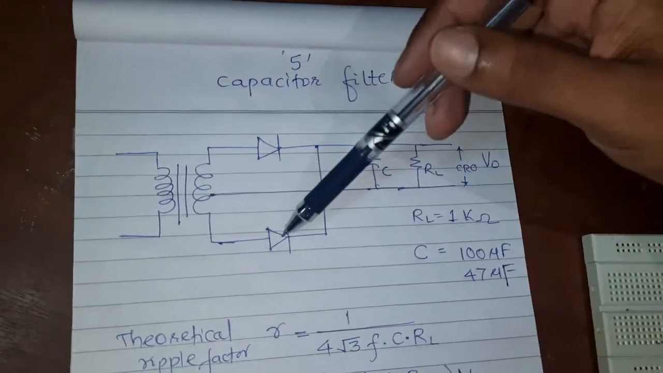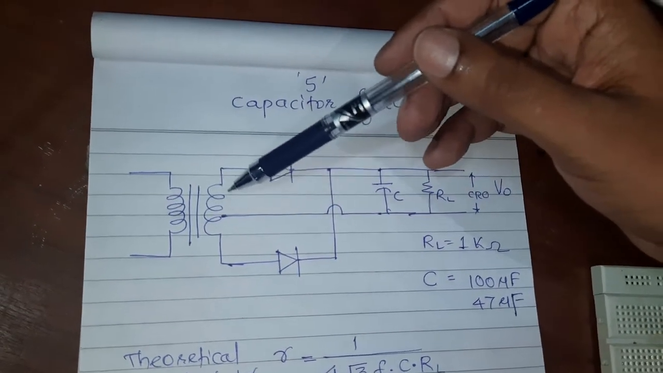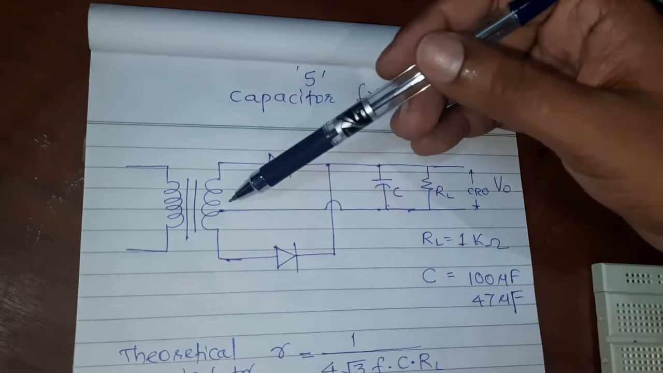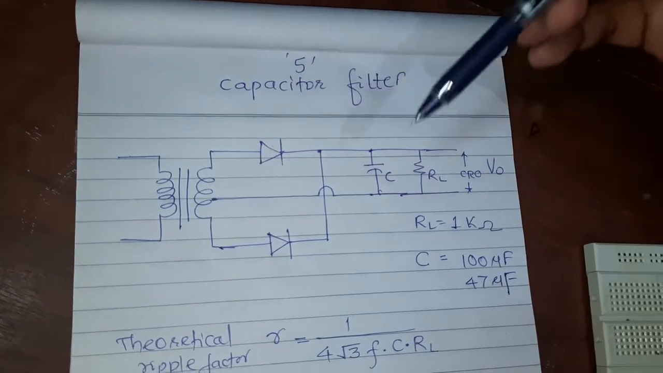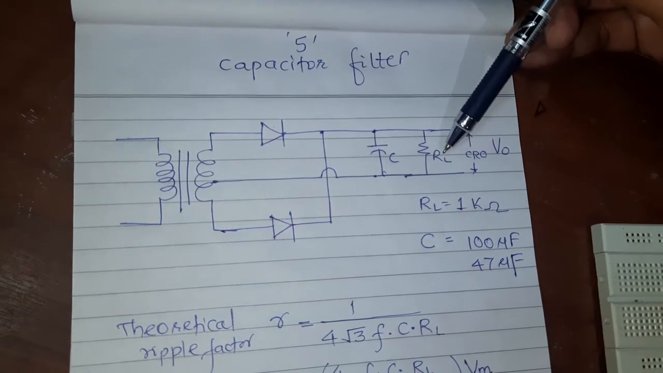Okay, so we have two diodes over here. We require a transformer whose secondary is center tapped. Okay, so we have three wires for the secondary. And then we require a capacitor, since it is a capacitor filter, and for load we have an R_L.